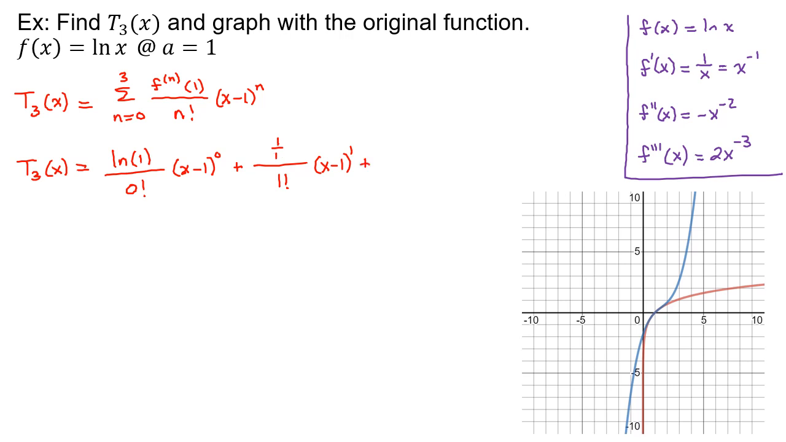Then I'll get actually a negative, because I have a negative x to the negative 2, which is the same thing as negative 1 over x squared. But my x is 1, so I'm plugging 1 squared into that, over 2 factorial, times x minus 1 squared. And then I'll get a positive 2 over x cubed, so I'll plug the 1 in, 1 cubed, over 3 factorial times x minus 1 cubed.